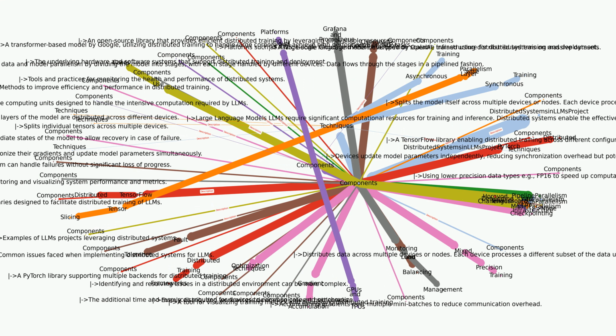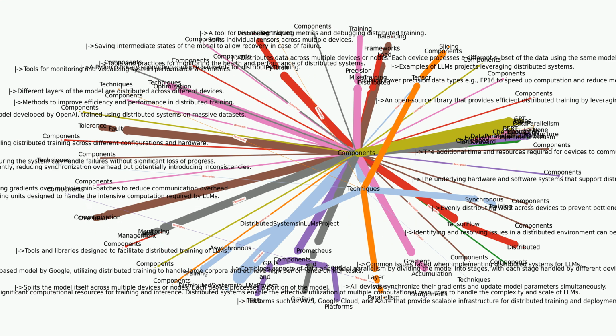Pipeline parallelism. Description: combines aspects of data and model parallelism by dividing the model into stages, with each stage handled by different devices. Data flows through the stages in a pipelined fashion. Distributed training frameworks. Description: tools and libraries designed to facilitate distributed training of LLMs.